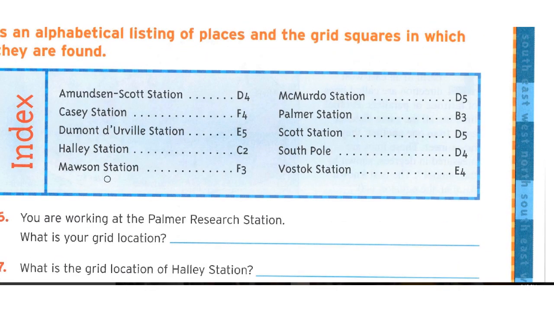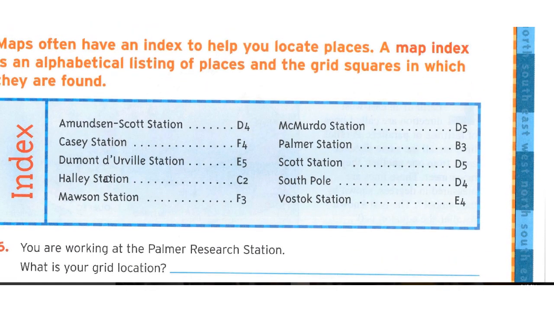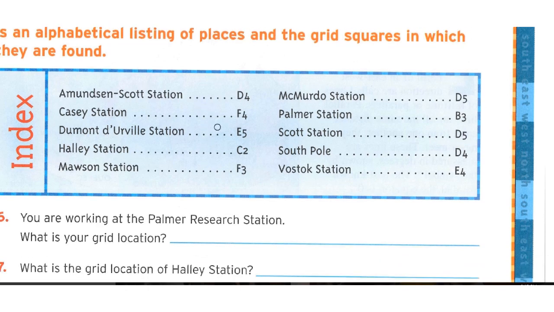Then maps often have an index to help you locate places. A map index is an alphabetical listing of places and the grid squares in which they are found. So we can see that every single station that is listed on here has a grid location. You are working at the Palmer Research Station. What is your grid location? So I'm going to look for Palmer Station. I'm going to see if that is in B3.